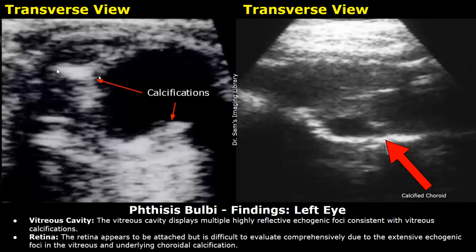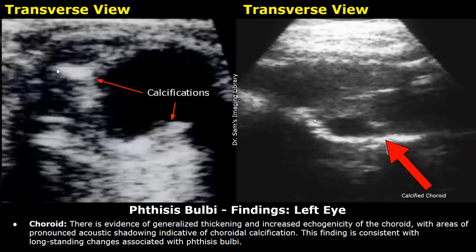The retina appears to be attached but is difficult to evaluate comprehensively due to the extensive echogenic foci in the vitreous and underlying choroidal calcification. Choroid: there is evidence of generalized thickening and increased echogenicity with areas of pronounced acoustic shadowing indicative of choroidal calcification. This finding is consistent with long-standing changes associated with Phthisis bulbi.